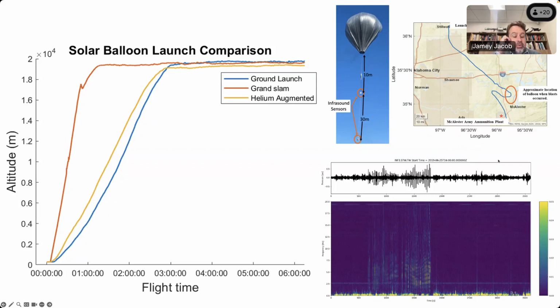Now, a typical profile from a solar balloon is very different than what we see with a typical weather balloon. You can see a ground launch here in balloon. It rises much slower than we typically have with a weather balloon, which will have a fairly rapid ascent rate. This is a Grand Slam launch right here, which again is very similar to a traditional weather balloon launch that we have.